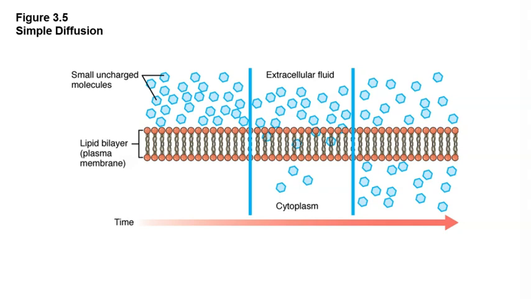Figure 3.5 shows an example of a material moving by simple diffusion directly across the plasma membrane. Notice that on the left side of the diagram, there are more molecules on one side of the membrane than there are on the other, but as time passes, those molecules will diffuse across the membrane until an equal concentration on both sides is reached.